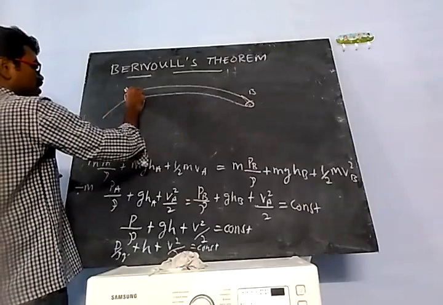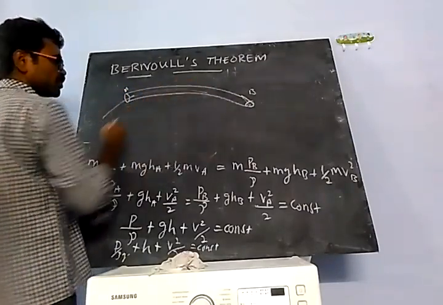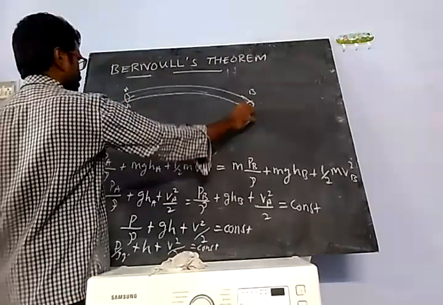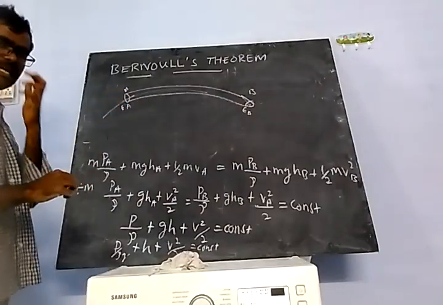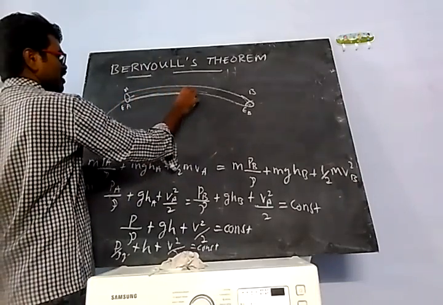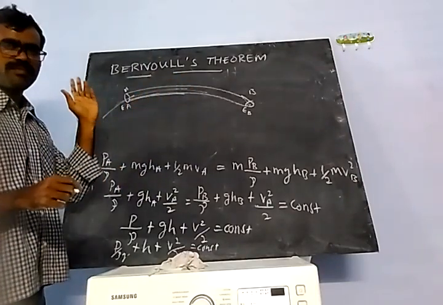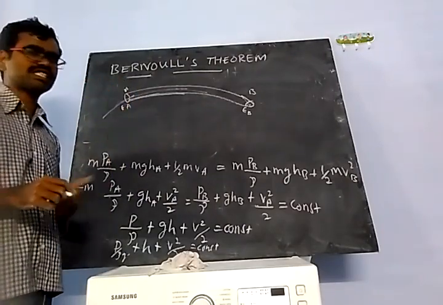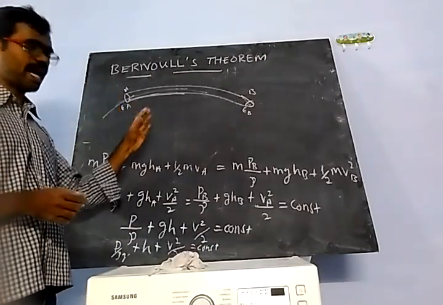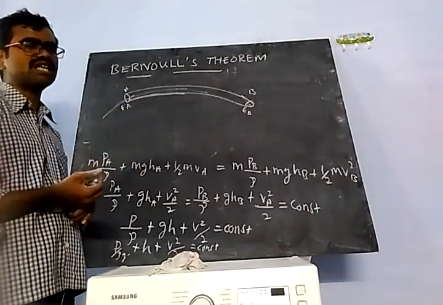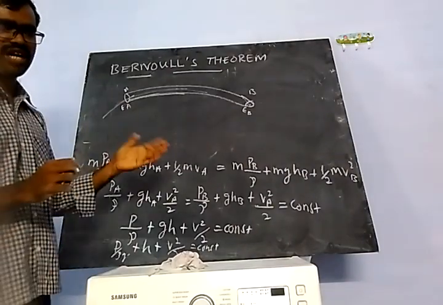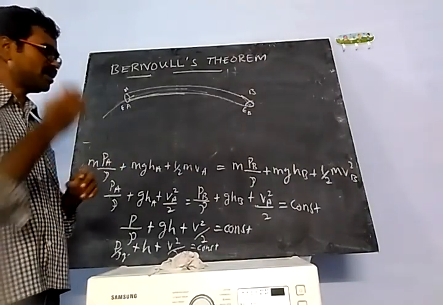When the liquid enters at point A and flows through this pipe, the total energy at point A is equal to the total energy at point B. In practice it is never exactly equal, because there is some resistance. When the liquid flows through the pipe, it is affected by resistance, that is viscosity. So this theorem is only applicable for non-viscous liquid and incompressible liquid.